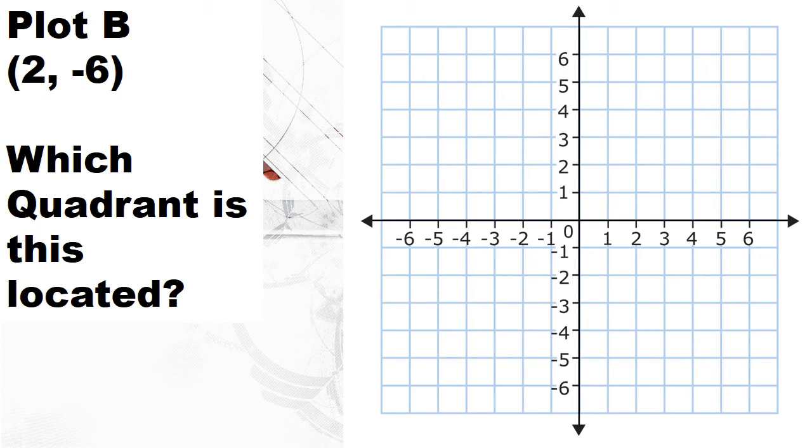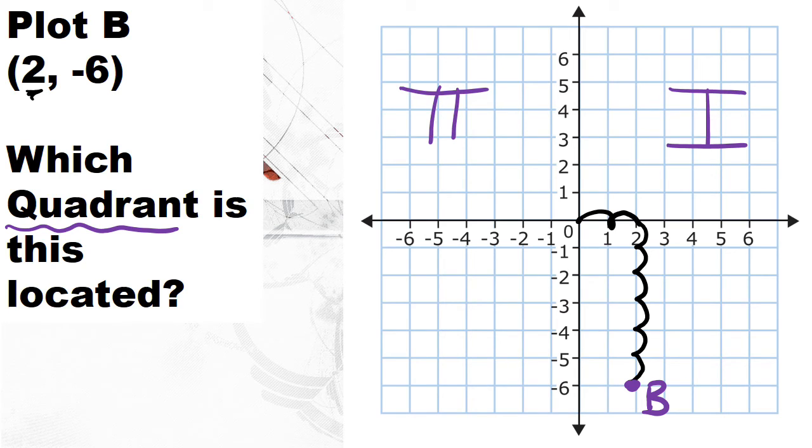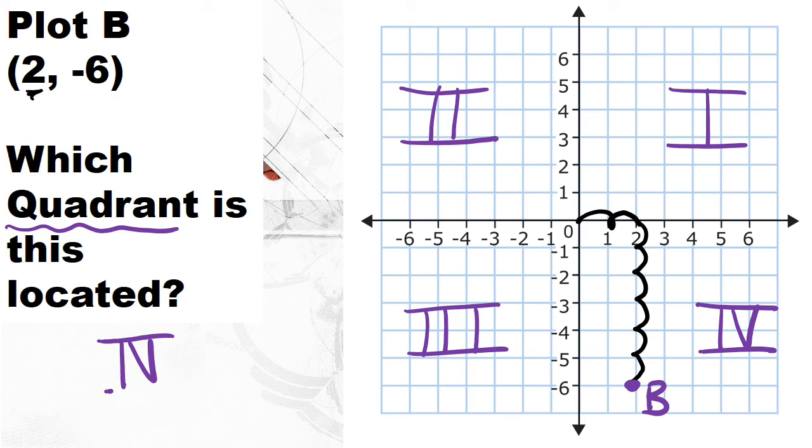What about +2, -6? We start right in the middle at our origin. Let's go +2. So we did our x-coordinate. Now let's do our y-coordinate. We're going to go down 6: 1, 2, 3, 4, 5, 6. Let's label our point here. This is point B. And it's asking which quadrant this is located in. Let's label them again if they're not labeled on your page: 1, 2, 3, and 4. So this is located in quadrant number 4.